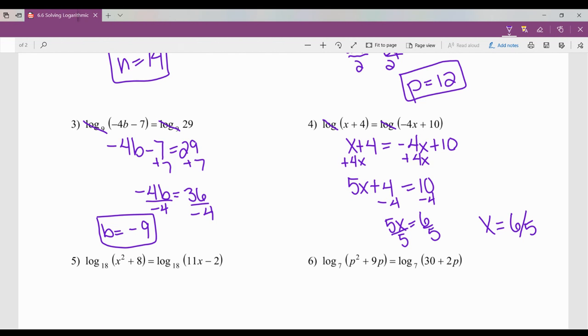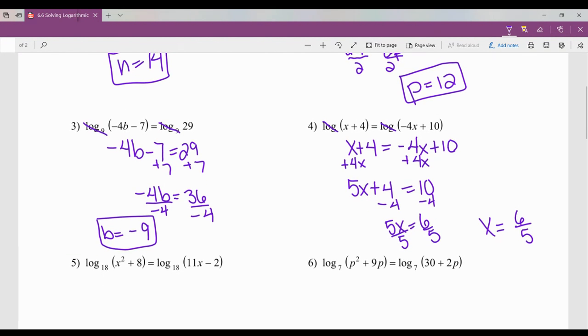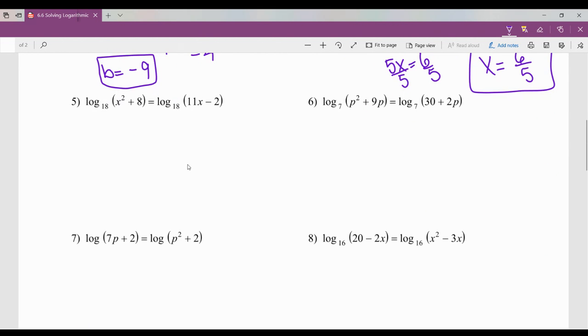Okay, so we've got our fraction. I'm just going to write it as 6 over 5 like that. Doesn't really matter, I'm just being particular. And then when we plug it back in, 6 over 5 plus 4, that's going to be a positive number, so that works. All right, on to the last 4 of these.